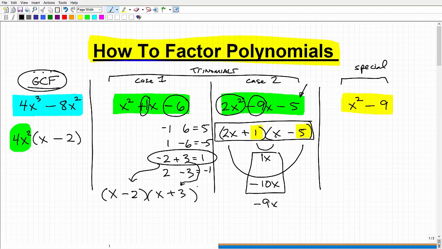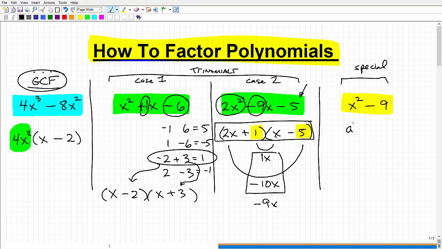Okay, so now we have three things behind us, right? We have the greatest common factor. We always look there first. Then if we're dealing with trinomials, what type? And if we don't have any trinomials, we don't have any greatest common factor, that doesn't mean that you're done. You may have a special factoring scenario. So if you look here, this last problem, there's no GCF, it's not a trinomial, so what do we do? Well, in this case, you just need to know the special factoring rules.